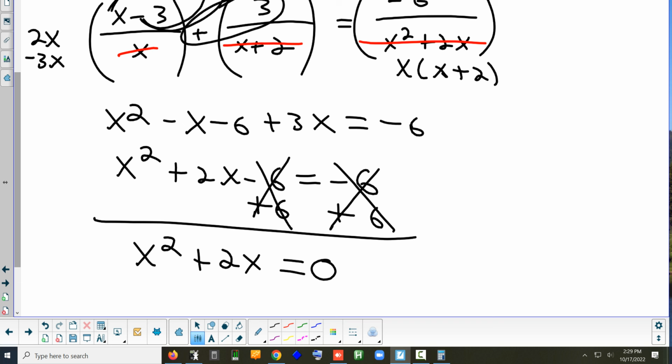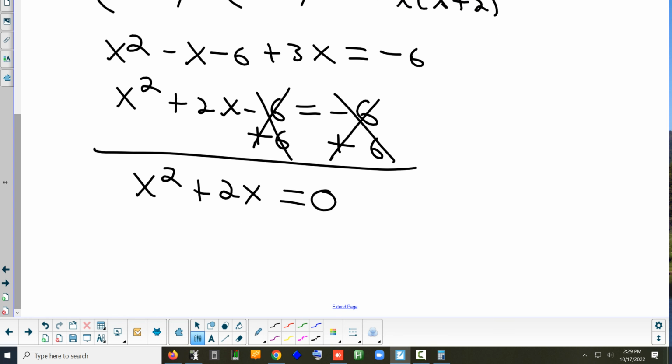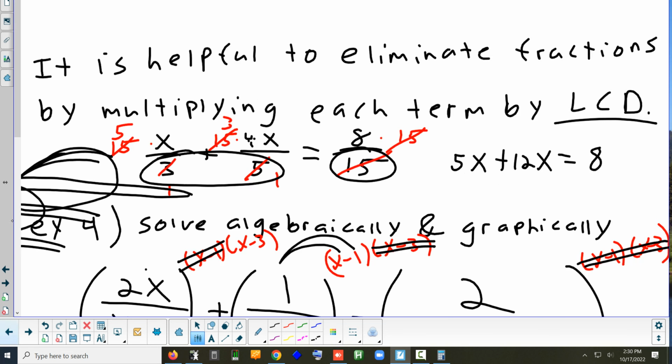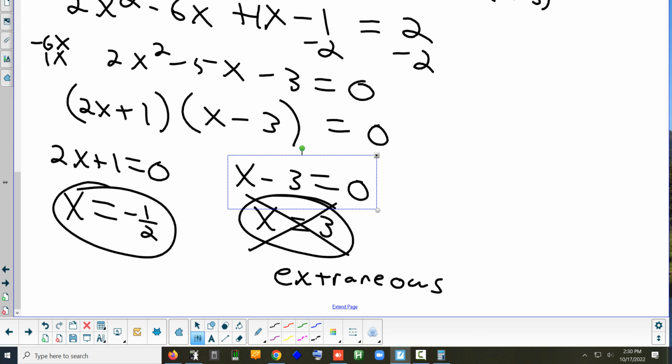Now that we only have 2 terms left, you don't have to use the 2 sets of parentheses to factor. All you have to do is factor out the GCF. What do both of these terms have in common? X. And if you factor that x out, what's left inside right there? X plus 2. Now we're at the last step. Set each one of these equal to 0, just like we did right here, and then solve them. See if they both work, if they both don't work, or see if one of them works and one of them doesn't.